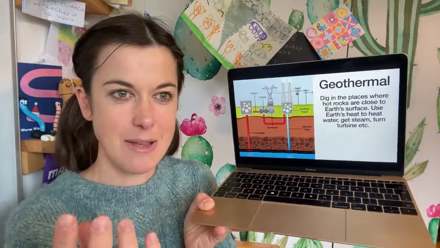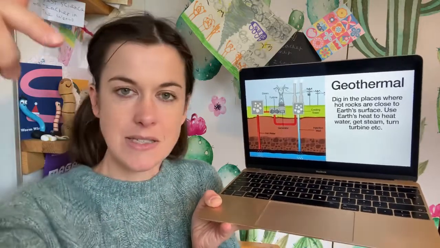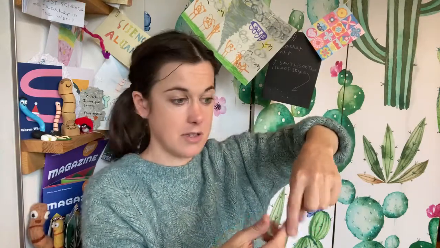So you need steam to drive a turbine. Instead of burning fuel to get steam, let's just dig into the Earth, right? The centre of the Earth is very hot, and there are places where the hot rocks are quite near the top. So you just dig down, send water down into the rocks to heat up, get the steam, and then you drive the turbine that way. What could possibly go wrong?